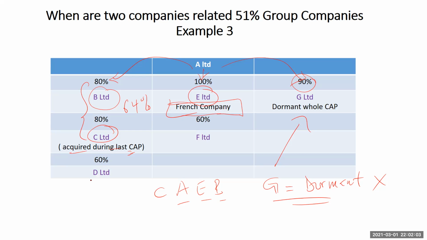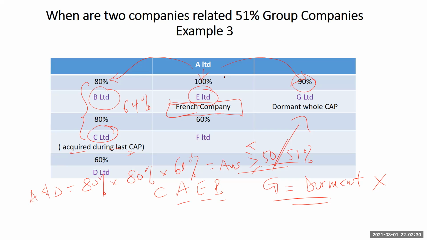But what about D Limited? The relationship between A and D would be 80% times another 80% times another 60%. Then we find our answer and compare it, whether it is greater than or equal to, or less than or equal to 50 or 51%, and draw a conclusion. What about the relationship between A and F? So A owned 100% of E, and E owned 60% of F. So 100% of 60% is 60%. So easily, we could include F. But what about this, the D?